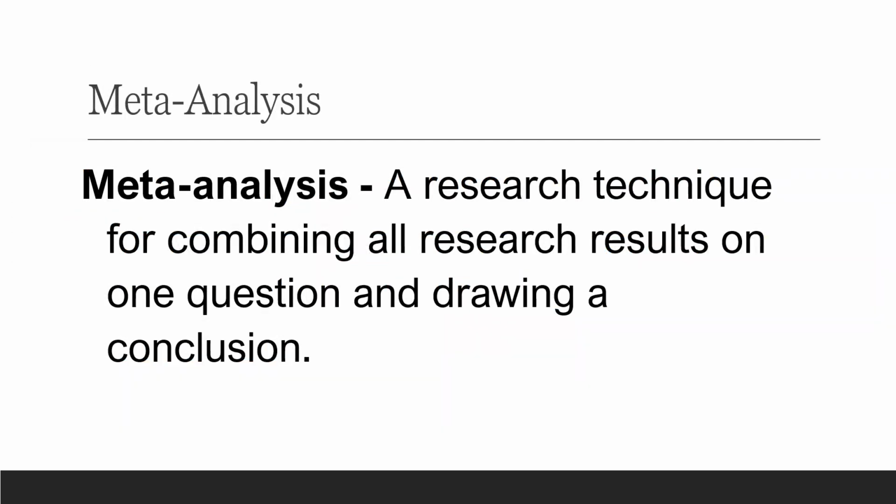Another research technique is a meta-analysis. So when we say that a study is a meta-analysis, it means that this researcher did not gather his own data, but he did something more complex than that. He gathered different research papers. And then he gathered the data sets of these different research papers, combined all of them, and then he did one analysis on all of those.